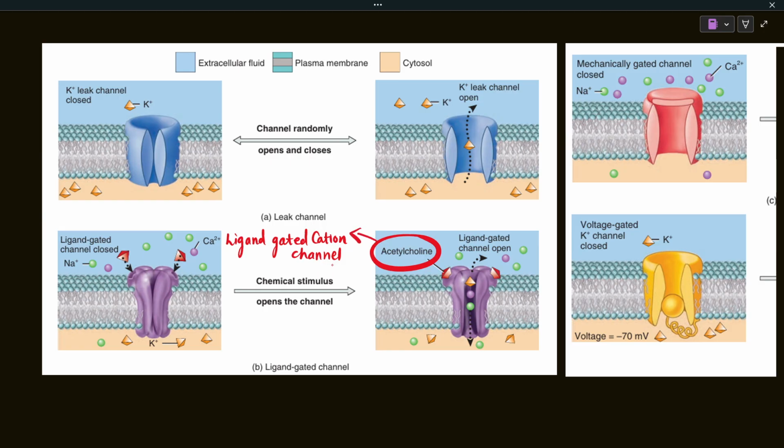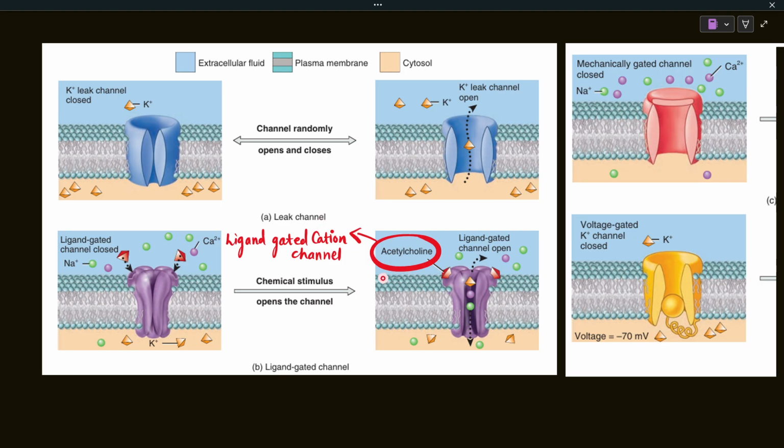So this is not very specific. This is specific to cations. This will not allow the anion exchange, but it can allow the exchange of any cation. So here you can see it is allowing the exchange of calcium, sodium, and potassium. So this is potassium, this one is the calcium, and this is sodium. Here you can see the acetylcholine receptor, which is a ligand gated cation channel. So please remember this information.